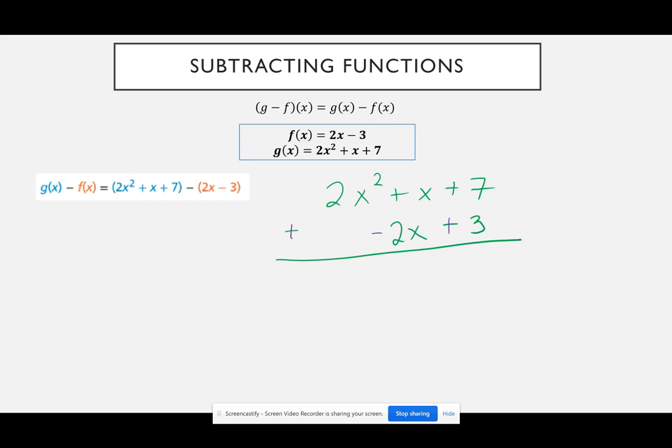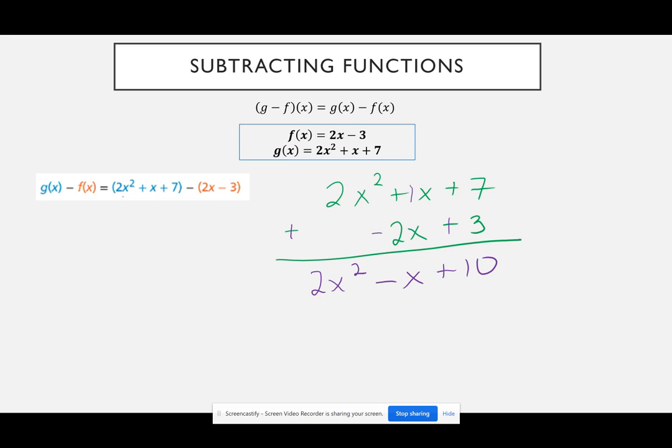Again, you can start from left or right. It doesn't matter. In this one, I have 2x squared plus nothing down here, so that would be 2x squared. Positive 1x plus negative 2x gives me negative x. You can always add a 1 in there if you want to see the number. And then 7 plus 3 gives me my positive 10. So that would be my final answer.